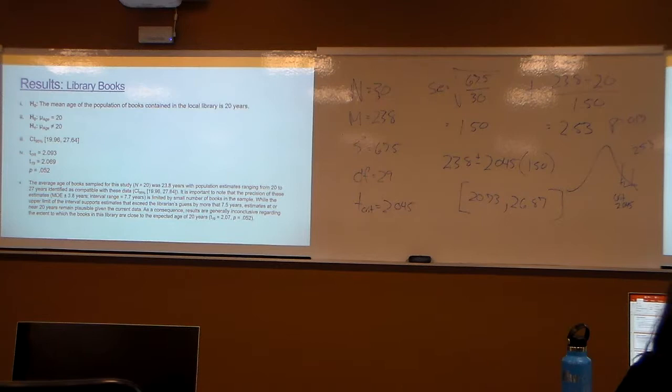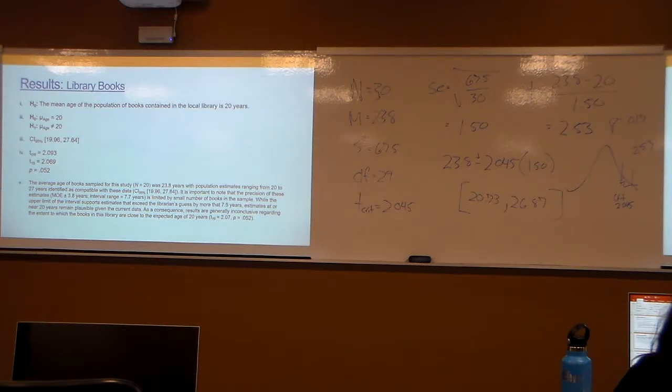Thinking about how to go through, what we would do from a classical standpoint is just say it's significantly different than 20 years or something like that, right? But that doesn't give us a lot of information. It just means that the exact age of the book in the library is probably not 20 years.